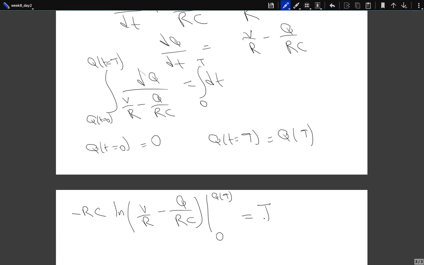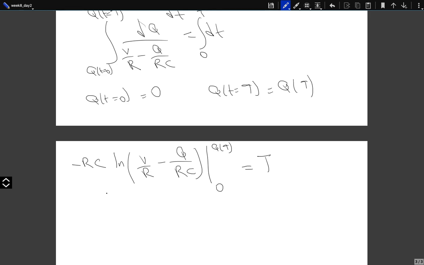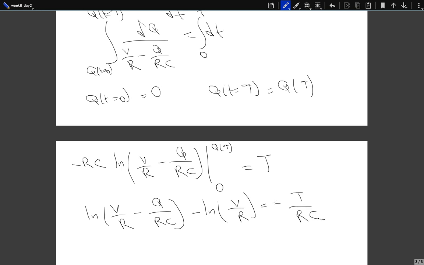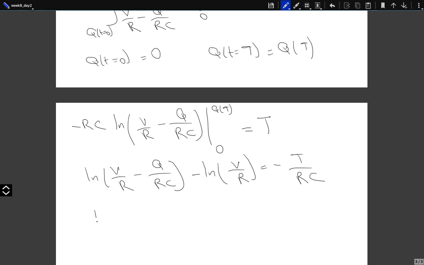Now I just need to do some algebra to simplify this a bit. So logarithm of V over R minus Q over RC, minus the logarithm of V over R, this is equal to minus T over RC. I just divided by minus RC both sides and just took the integral. Now I know the properties of the logarithm. The left-hand side is just the logarithm of the ratio of V over R minus Q over RC divided by V over R, equal to minus T over RC.